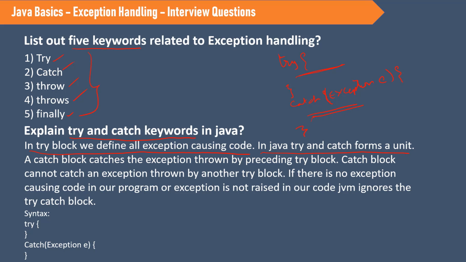In Java, try catch forms a unit. A catch block catches the exception thrown by the preceding try block. A catch block cannot catch an exception thrown by another try block. That means this catch block can only catch the exception thrown by this try block. If there is any other try block, then this catch block cannot catch the exception thrown by that try block. This has to be done by the corresponding catch block only. If there is no exception causing code in our program, then an exception is not raised in our code, and JVM ignores the try catch block.